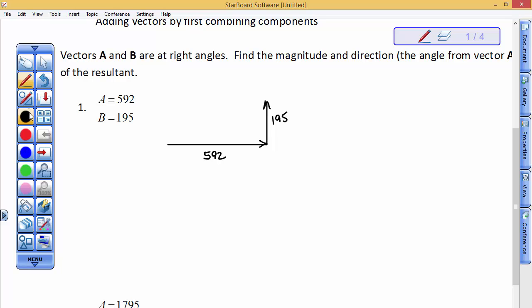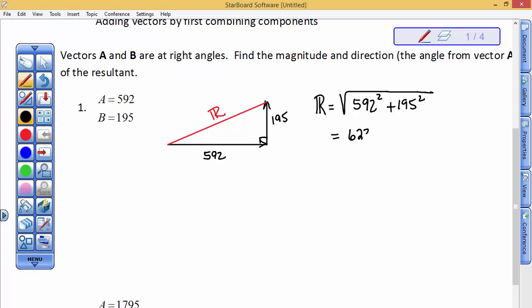And remember that to find the resultant vector, we go from the tail of the first to the head of the last, and I'm just looking for this value called r. So you can see, because of this right triangle, that I can use the Pythagorean theorem to find the magnitude of r. Now you could use your program, but I'm just going to take 592 squared plus 195 squared and take the square root of that, and I would get 623.2. I don't have any units on this, so I'll leave that alone.